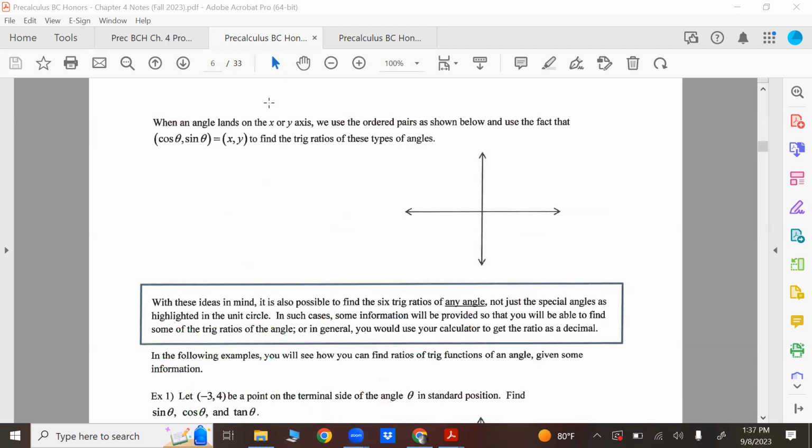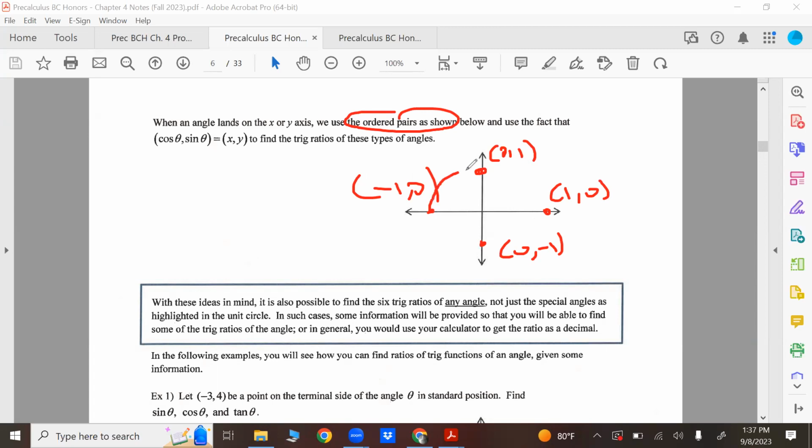When the angle lands on the x, y axes, we use the ordered pairs. So the ordered pairs are obviously (0, 1), (1, 0), (-1, 0), and of course (0, -1). For example, here we have a circle, right? Say I'm doing the sine of 90 degrees. What would I say the sine of 90 degrees would be?